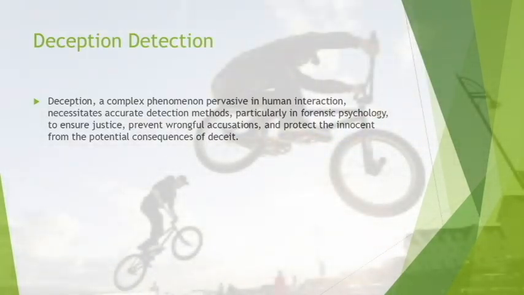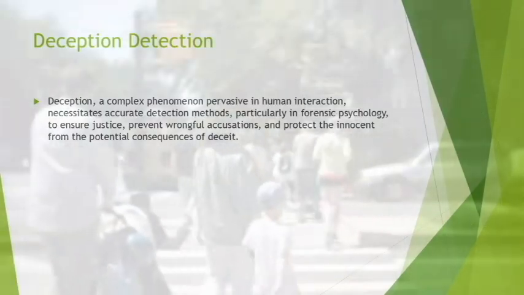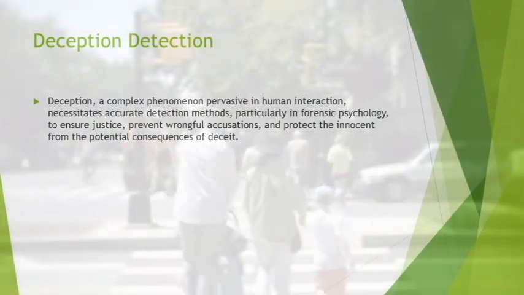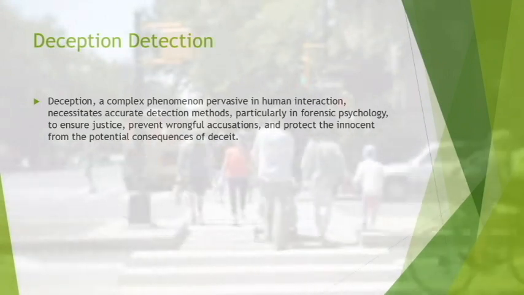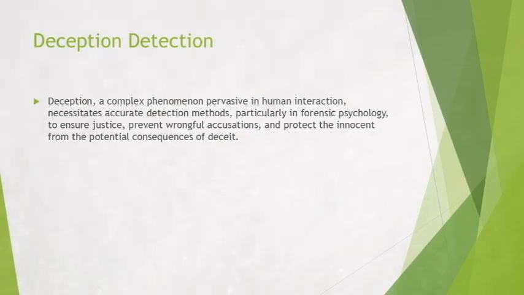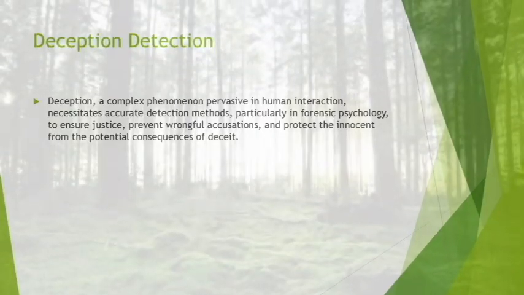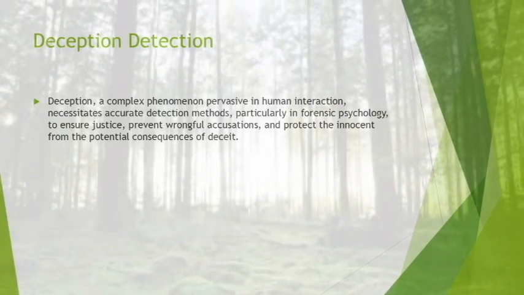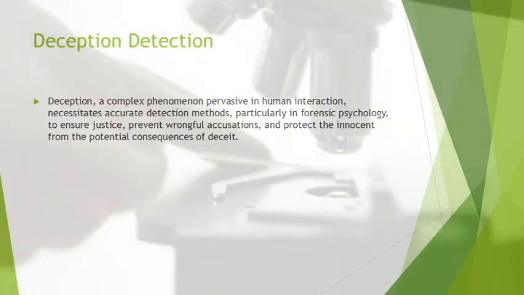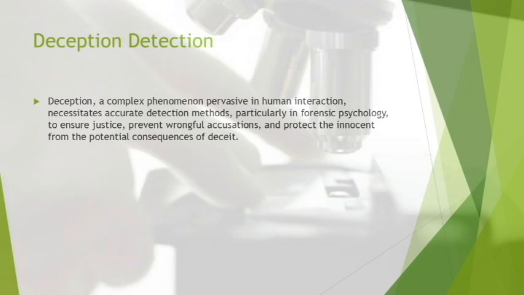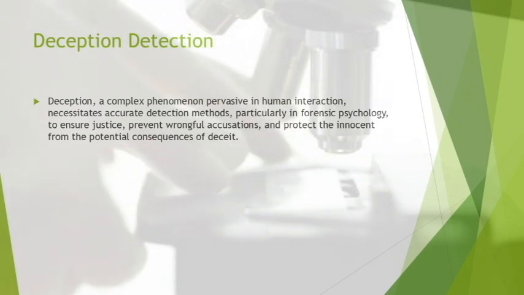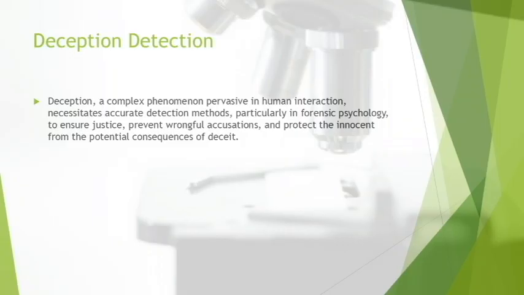Its prevalence in society underscores the importance of detecting deception, particularly in forensic psychology, where the stakes can be high, impacting legal proceedings and the administration of justice. In forensic psychology, the ability to discern truth from deception is crucial for investigators, lawyers, judges, and other professionals involved in the legal system. Detecting deception accurately can lead to the identification of guilty parties, the prevention of wrongful convictions, and the protection of innocent individuals, which is something we always want to do.